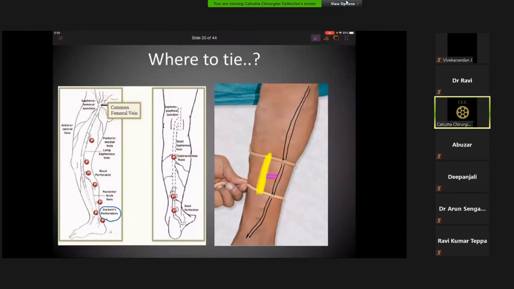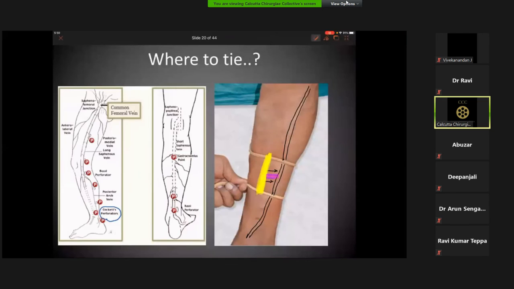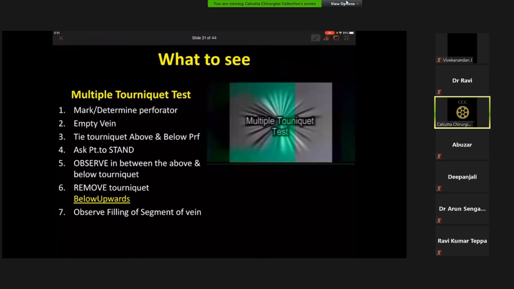Now, let us presume that the perforator here is incompetent and there is a reflux of blood that goes back, which will ultimately give rise to a segment of vein that will always be dilated, tortuous, and elongated, as you have seen. The rest of the perforators are normal. So when you tie a multiple tourniquet test, the basic idea is to isolate the segment of the vein and find out more accurately where your perforator problem is.